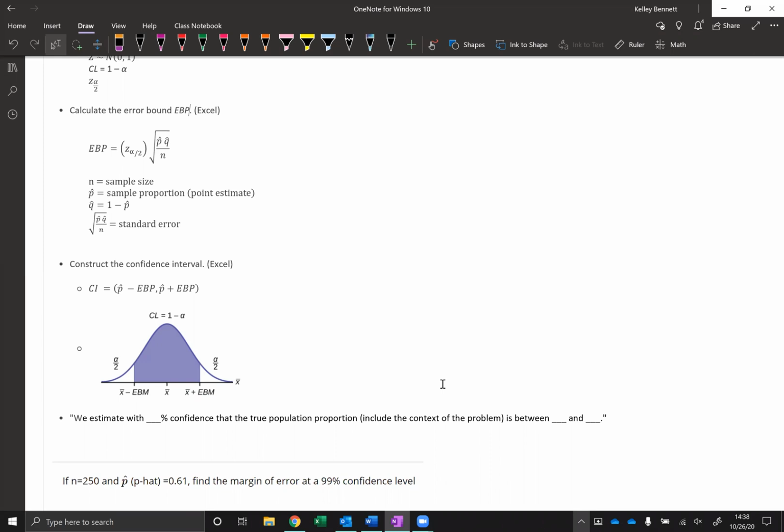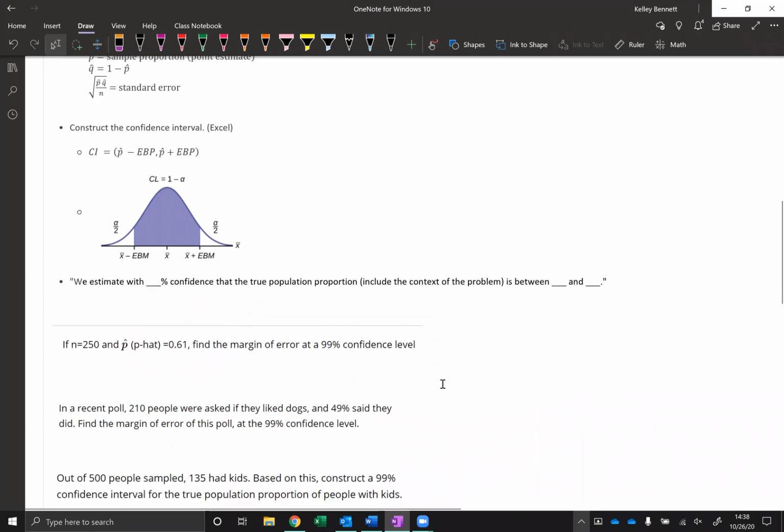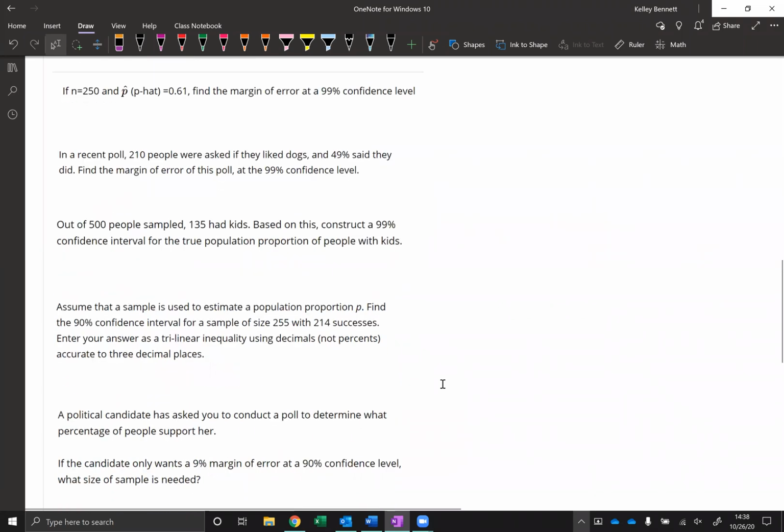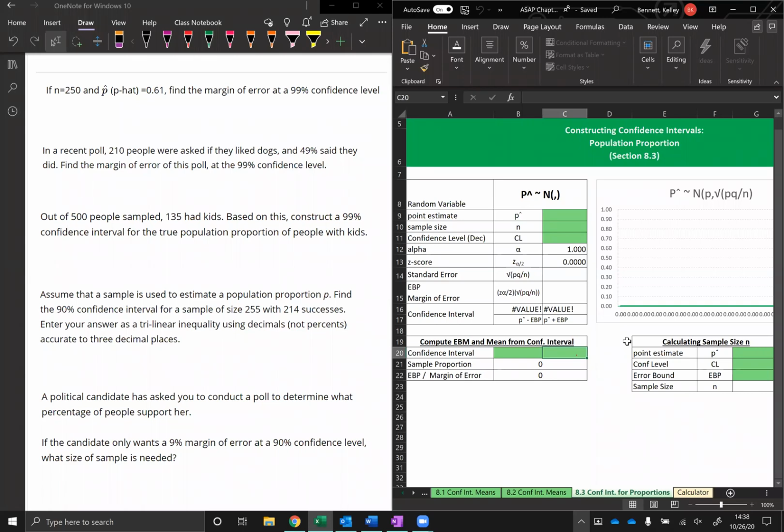Let's go ahead and work on a few examples just to get you familiar with how these problems are done and how you're going to use Excel to solve them. The first thing you're going to want to do when you go to Excel is make sure that you're on the right section. We need to be in the 8.3 tab. You'll know it because it's going to have a bunch of P hats everywhere, and the top of the screen in Excel will also tell you what section you're in.